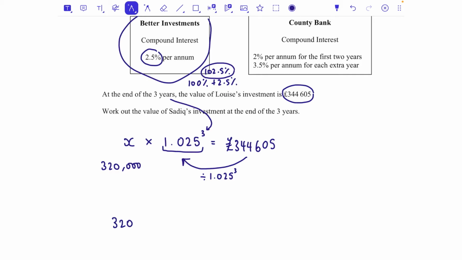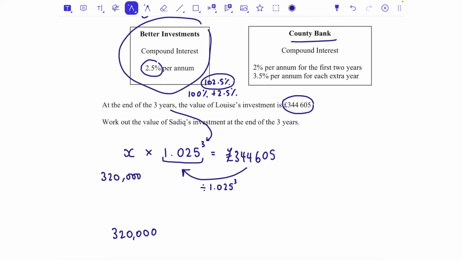He invested the same amount of money. So 320,000 was his starting amount. Now he's put it in County Bank. So he gets 2% per year for the first 2 years. So we're going to times by 1.02 because we want 102% for 2 years. And then times that by 1.035, which is 103.5%, for the third year. We get that for every year afterwards, but we know that it's only 3 years in total, and we've already done 2 of the years here already. So therefore, we've got 320,000 times 1.02 squared times 1.035.